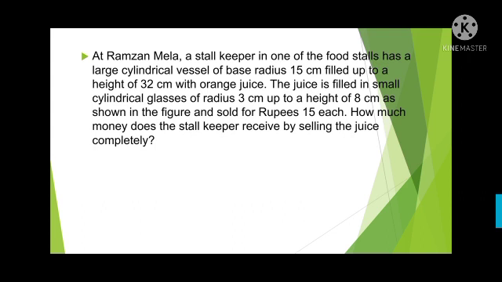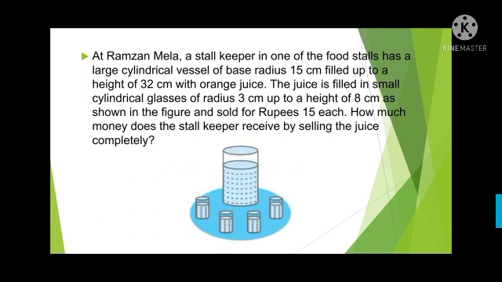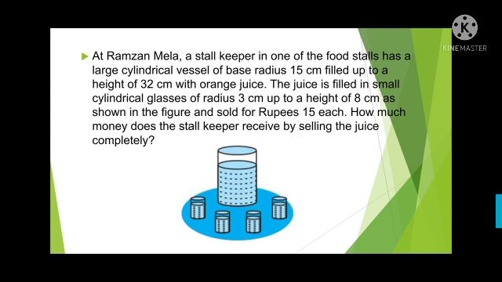Now we will move on to the next question. Let's read this carefully. At Ramzan Mela, a stall keeper in one of the food stalls has a large cylindrical vessel of base radius 15 cm filled up to a height of 32 cm with orange juice. The juice is filled in small cylindrical glasses of radius 3 cm up to a height of 8 cm as shown in the figure and sold for rupees 15 each. How much money does the stall keeper receive by selling the juice completely?